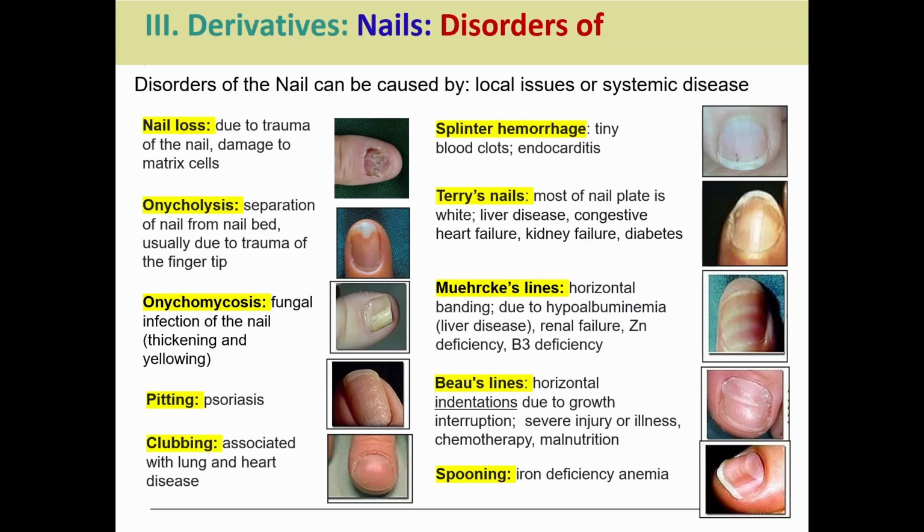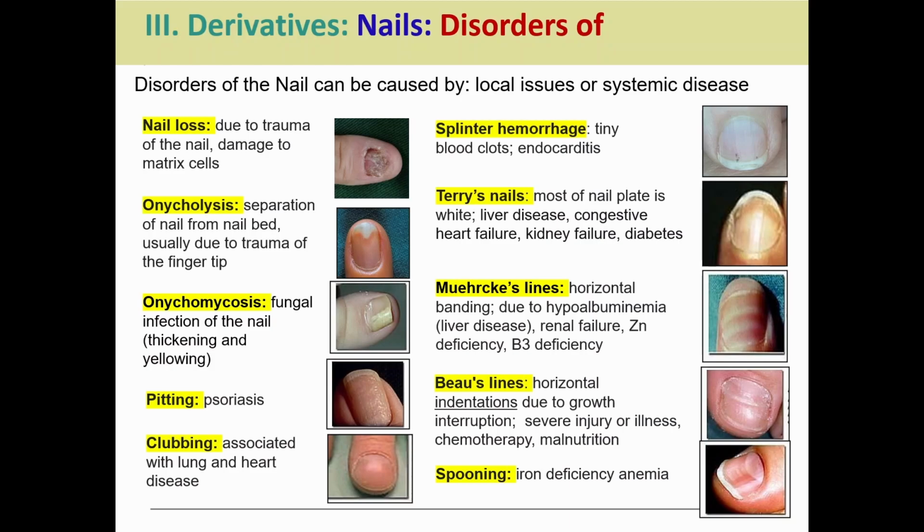Onycholysis, this is where you separate the nail from the nail bed. Again, usually trauma. So if you hit your nail on something, you damage it in some way because of trauma, you'll see that the nail becomes white, and that's just because you can see where the nail has separated from the skin underneath.